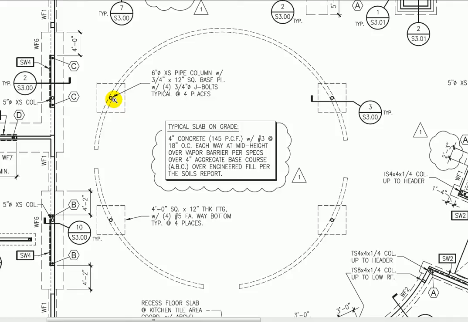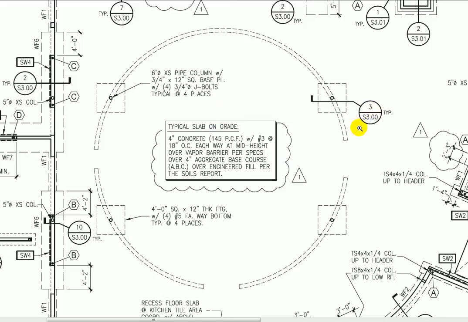Again, there's no dimensions shown here, which is actually curious. We typically would show the dimensions on a structural plan, but this architect and engineer decided to show all the dimensions elsewhere. So the contractor is going to have to do a lot of work to figure out where these go. It's a 6-inch diameter, extra strong pipe column with a 3/4 inch square base plate, 4 J-bolts, typical of 4 places. So we got 4 steel columns going up here, holding up probably the roof.